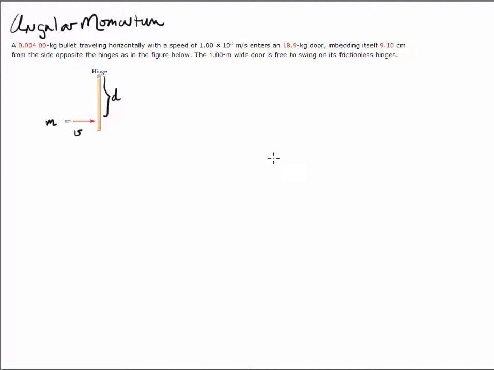A 0.004 kilogram bullet is traveling horizontally. It has a speed of 1.0 times 10 to the third meters per second. It enters an 18.9 kilogram door, embedding itself 9.10 centimeters from the opposite side that the hinge is on. The 1 meter wide door is free to swing on its frictionless hinges.